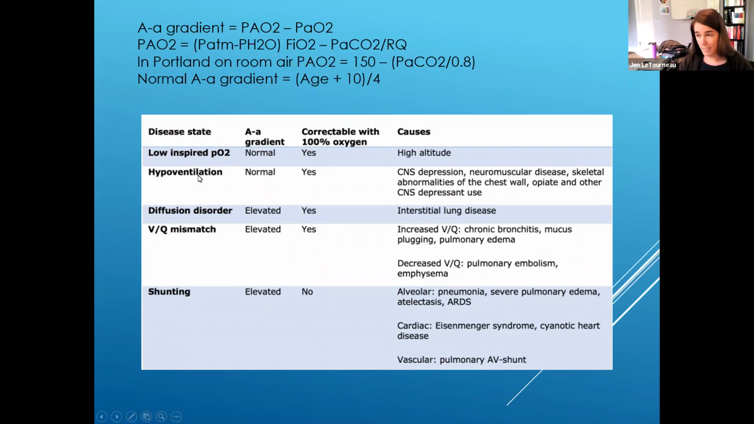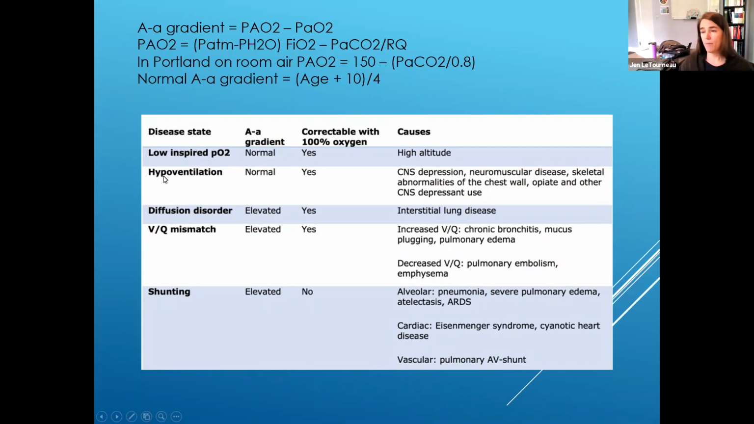So if people are hypoventilating, their A-a gradient is normal, and if you give them oxygen, it corrects 100%. If there's a diffusion disorder, the A-a gradient is going to be elevated. It will correct with oxygen. V/Q mismatch, again, it's elevated, will correct with oxygen. And if they're shunting, it's going to be elevated, but shunt is not correctable with 100% oxygen. And then these are the examples of the things that can occur here.